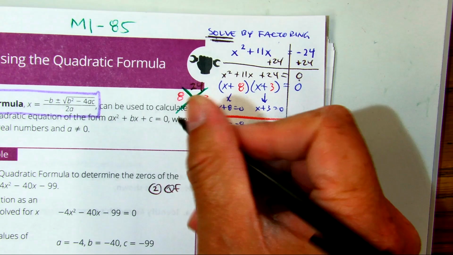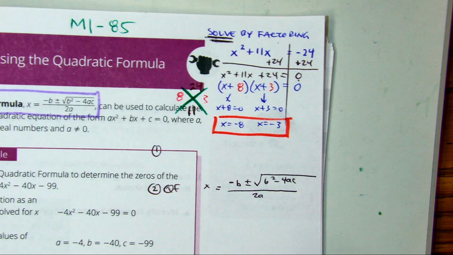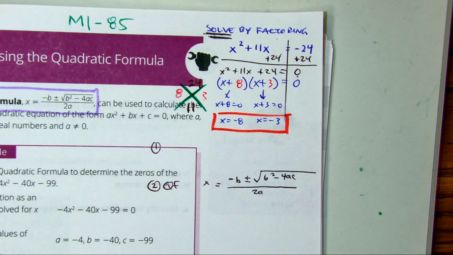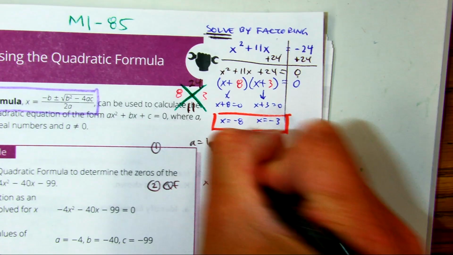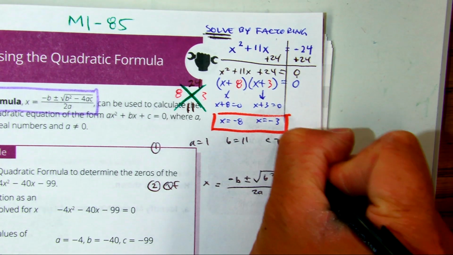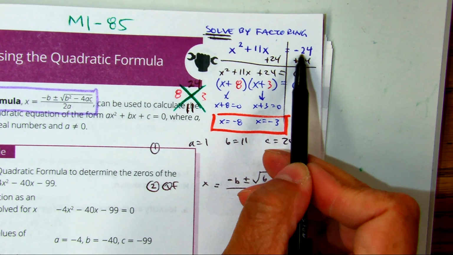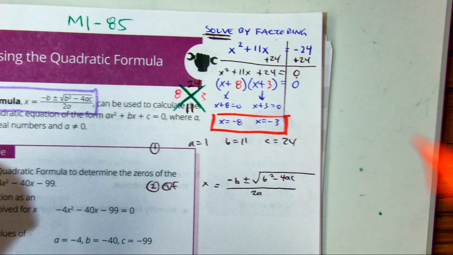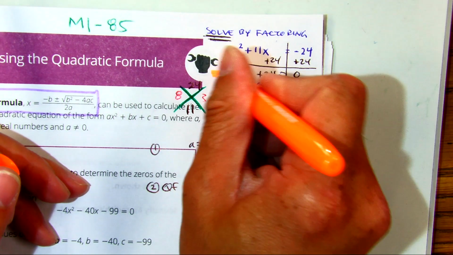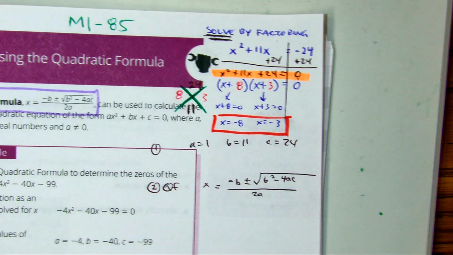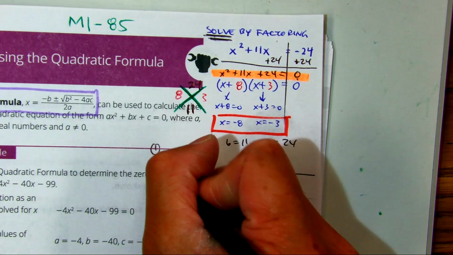Angel R, what is our a, b, and c value from this problem that we started with? A is 1, b is 11, c is 24. Angel is not tempted to pick negative 24. Remember, it has to be set equal to 0. So let's highlight this problem. We're going to use the quadratic formula for this problem in orange. Although we solved by factoring, I want to show you how this also works for the quadratic formula. So the first thing we'll do is identify the a, b, and c.